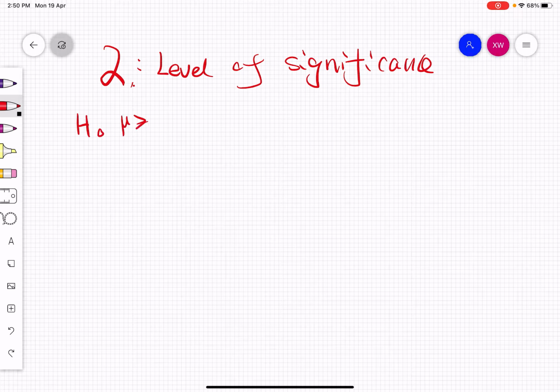The null hypothesis is mu less than or equal to 50. The alternative is mu larger than 50.